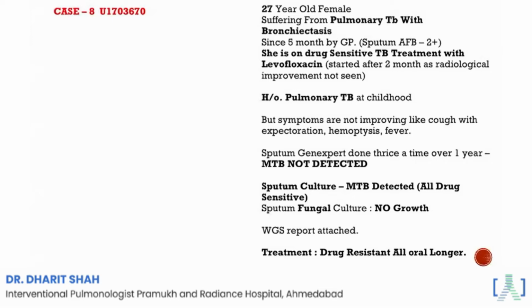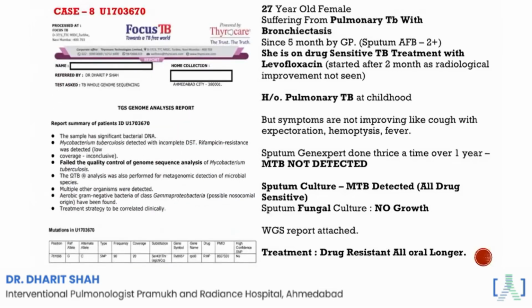In the history, I saw that within the last year, a total of 3 different GeneXpert tests were done, and each one was Mycobacterium TB not detected. One doctor also investigated sputum culture, and the report was MTB not detected, with every drug sensitive. Her fungal culture was also done, with no growth. So I did the WGS report for this patient, and the report says the sample has significant bacterial DNA. So this confirms that the patient has Mycobacterium TB infection.